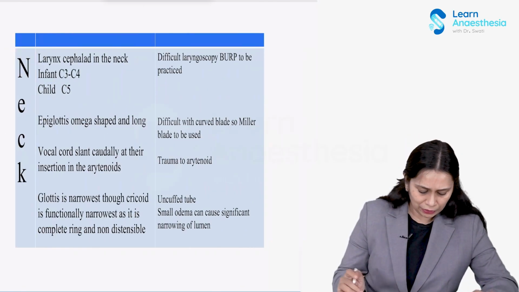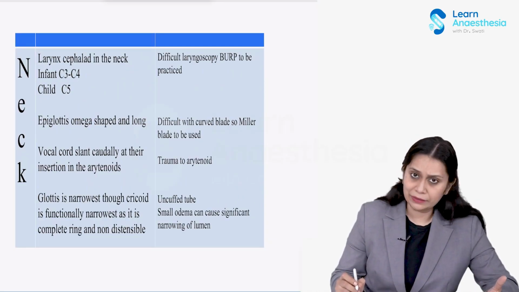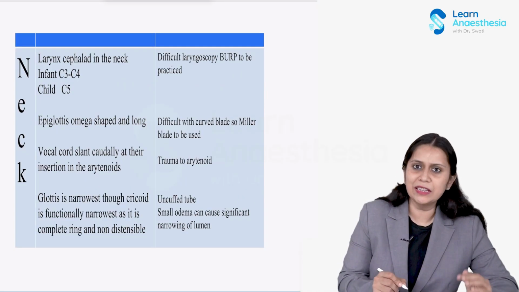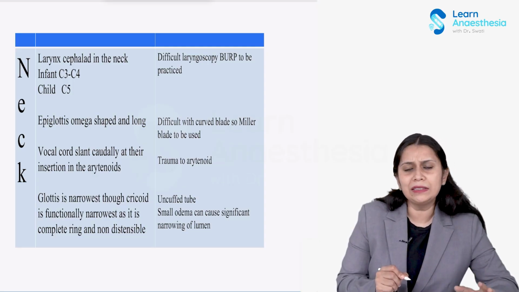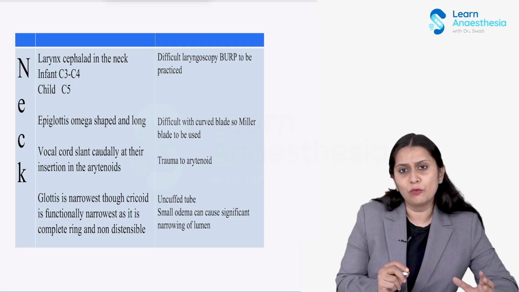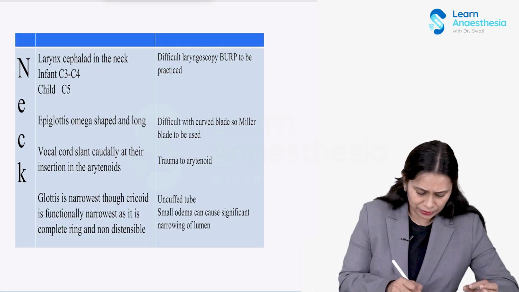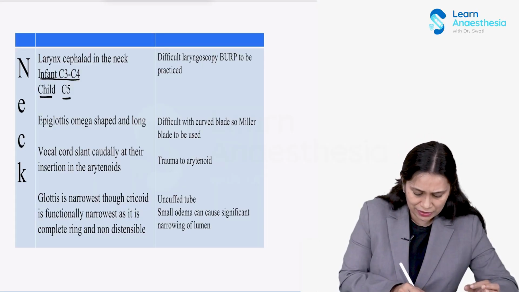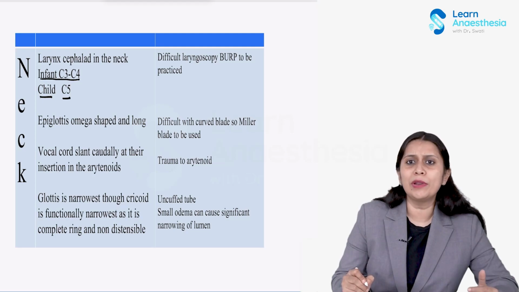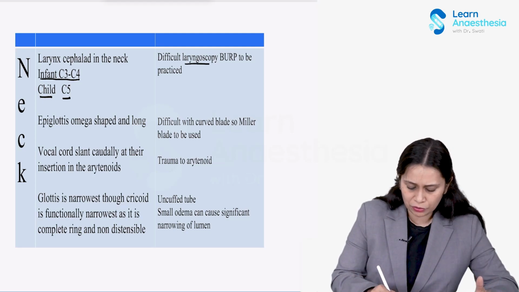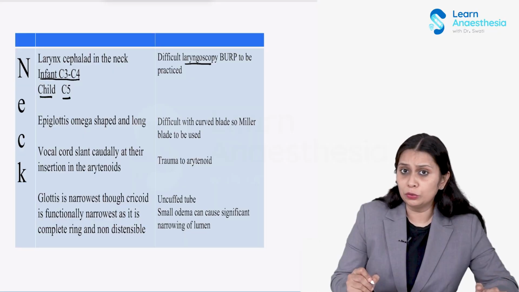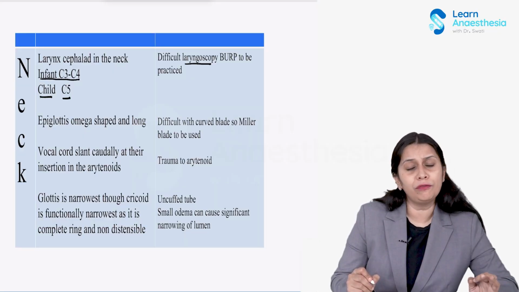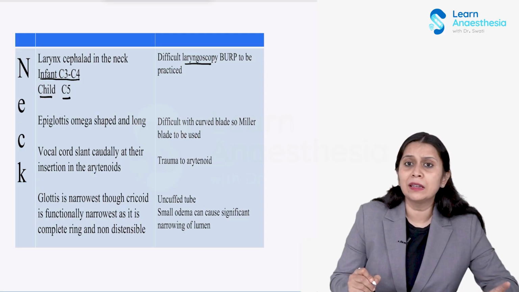Okay, now let us see about their neck. What is the difference in their neck? Now their larynx is more cephalad. In an adult, the larynx lies opposite the C6 vertebra, and in pediatrics, in an infant it is against C3, C4, and in children it is against C5. So since the larynx is more anterior, it is difficult to do laryngoscopy. So what should we do for proper visualization of the glottic opening when the larynx is, let's say, anterior or cephalad? We need to practice BURP more often in these patients.